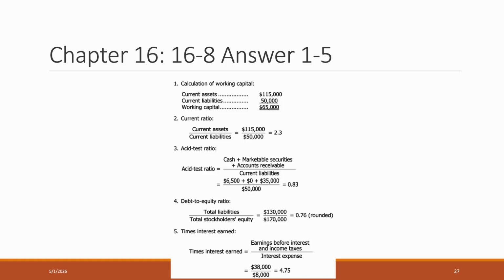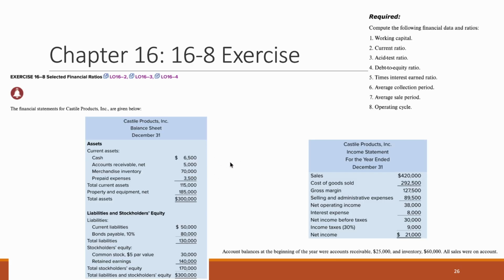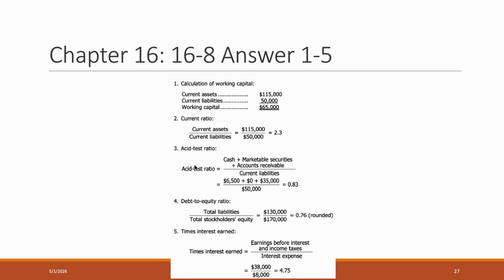The formula for the acid test ratio is going to be cash plus marketable securities plus your accounts receivable divided by your current liabilities. So we're given all those values in our table. Once again, we can add our $6,500 in cash. We have $0 in marketable securities, and we have accounts receivable of $35,000. And you can find that again on your balance sheet. So you have cash. Your accounts receivable is right beneath it.